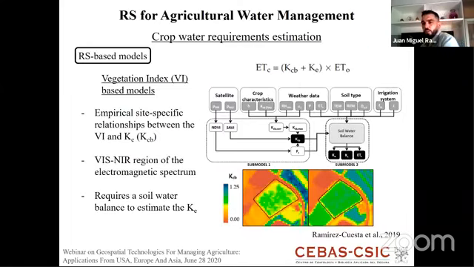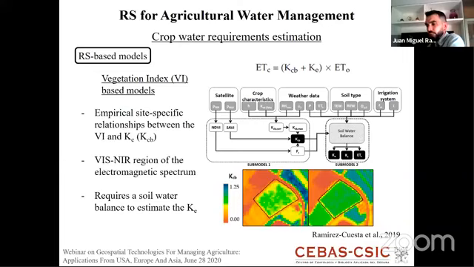The most common approaches for crop evapotranspiration estimation from remotely sensed imagery are the vegetation index-based models and the surface energy balance models, differing mainly in the region of the electromagnetic spectrum that is involved in the crop evapotranspiration calculation.